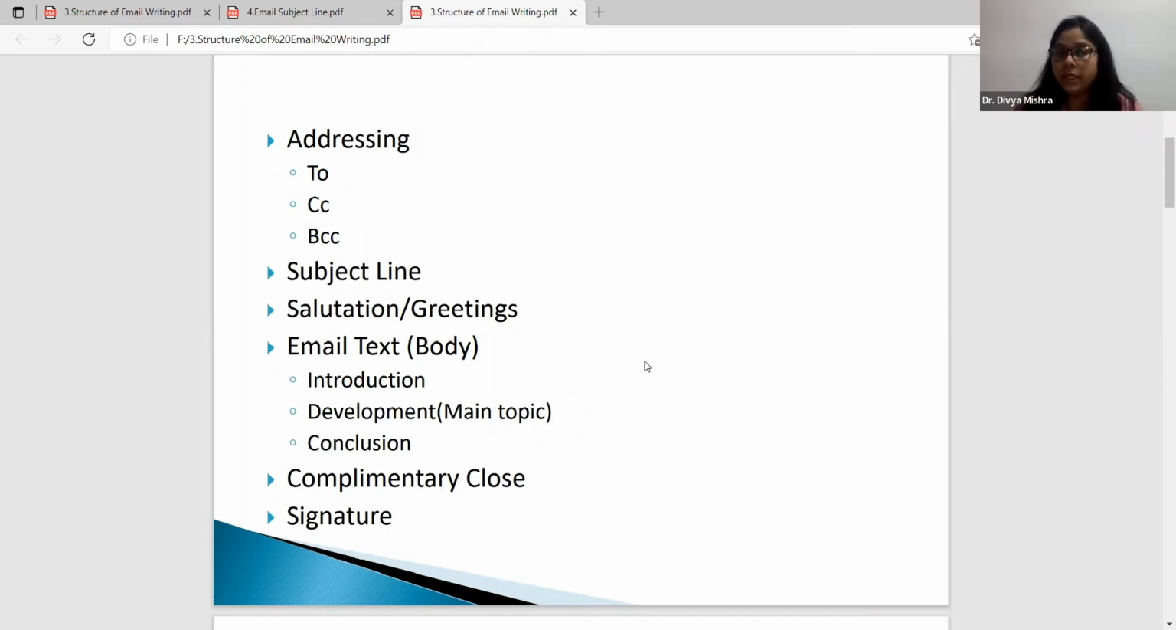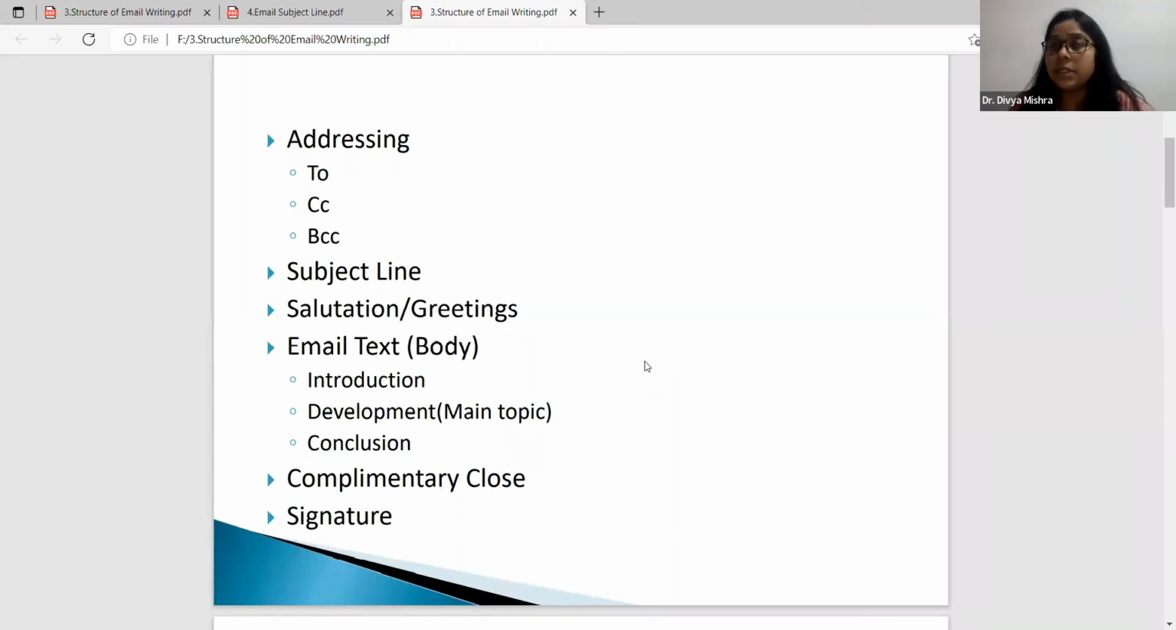Then salutation or greetings, depending upon your relationship with the receiver. All right, that kind of greeting you can write. Then email text, the most important part of any email is email text. The main part, this is called the heart of your message. It should be divided into three parts: introduction, development, and conclusion. And the last part is complimentary close. Like you write thanks and regards, or sincerely, yours truly. So that comes under the category of complimentary close. This is very important to be written.